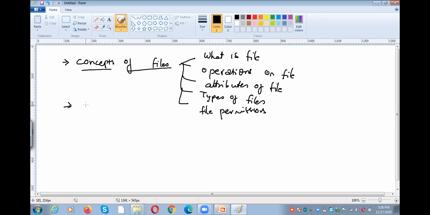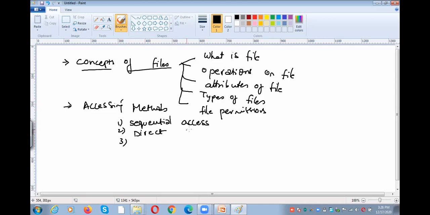And the next concept is accessing methods. So under the accessing methods, we have a total of 3 things. So what are those? Sequential access, direct access, index access. So these are the 3 methods, file accessing methods.